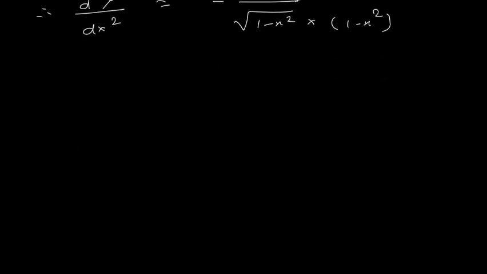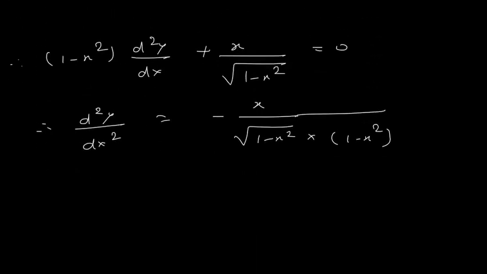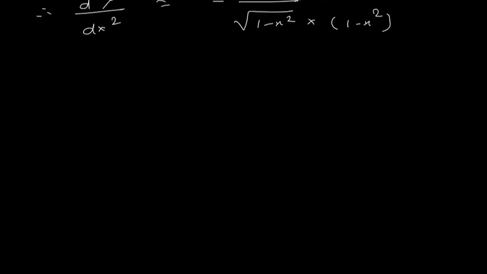Okay, now this is the value of d square y upon dx square, but we have to express this in terms of y. So for that, let us again consider we have y is equal to cos inverse x.